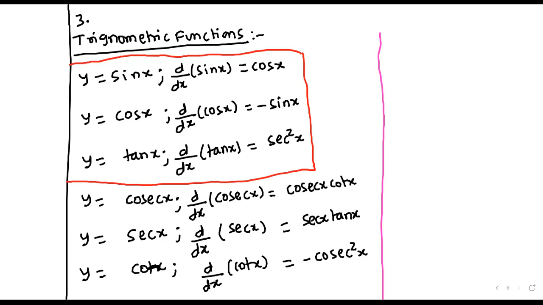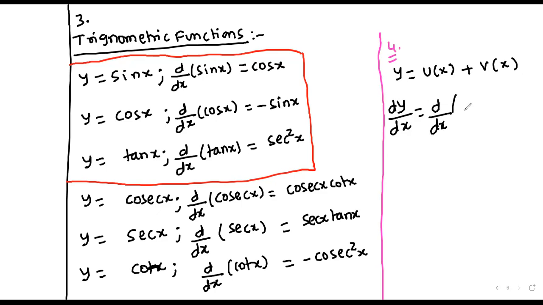Now, next one, it is the fourth one, most important. Suppose I have a function in the form of two functions, u of x plus v of x. Then I need to find dy by dx. That is nothing but d by dx of u of x plus v of x.